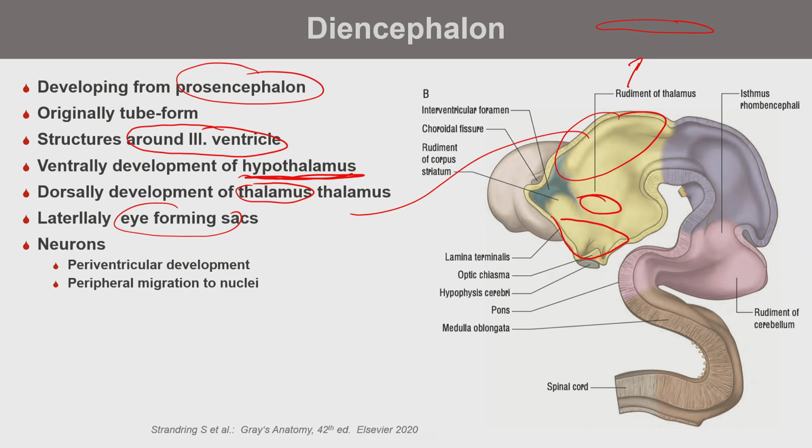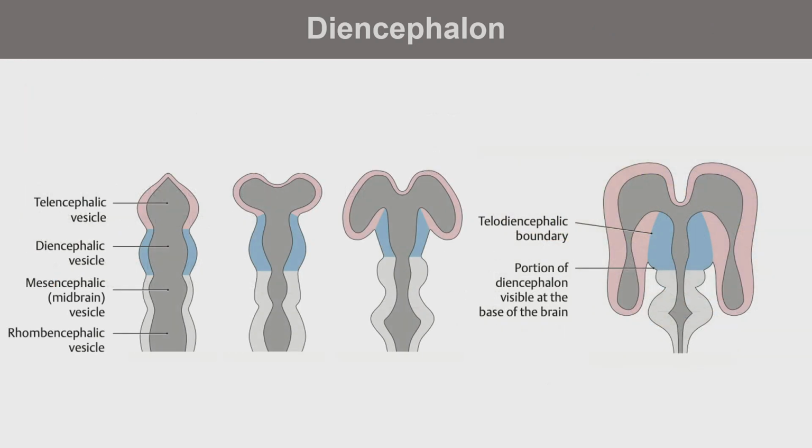So neurons typically are developed around the ventricle. The same is in the telencephalon, but then they are migrating to the peripheral localizations in diencephalon where there are so-called nuclei. So nuclei, which are some accumulation of neuronal bodies, and we call them nuclei, like in brainstem.